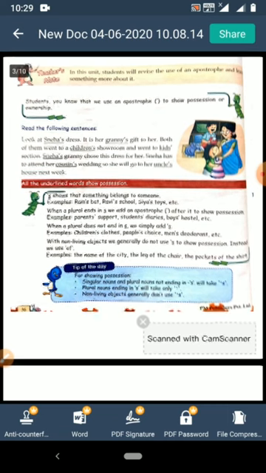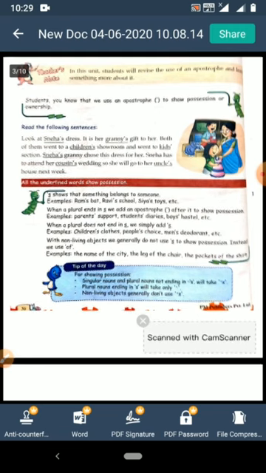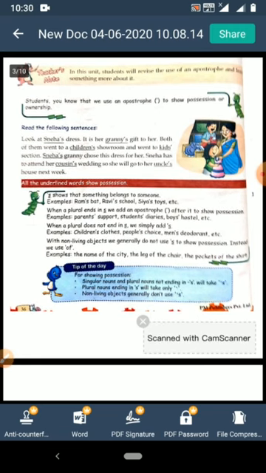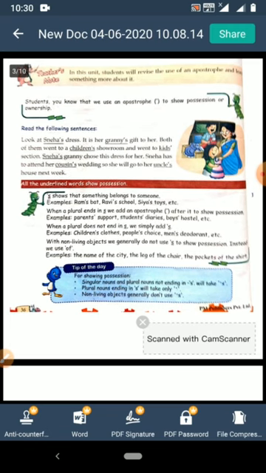With non-living objects, we generally do not use apostrophe S to show possession. Instead, we use of. Examples, the name of the city. We never call it city's name. The leg of the chair. The pockets of the shirt. Now, tip of the day.